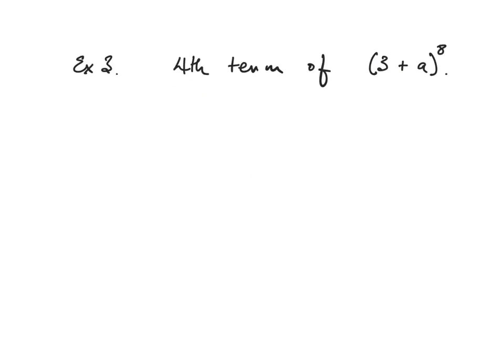Example 3 asks us to find the fourth term of bracket 3 plus a to the power of 8. What I'm going to do now is talk about something called the general term. It's a formula that we can use in a question of this sort and in harder questions. So, what does it look like?